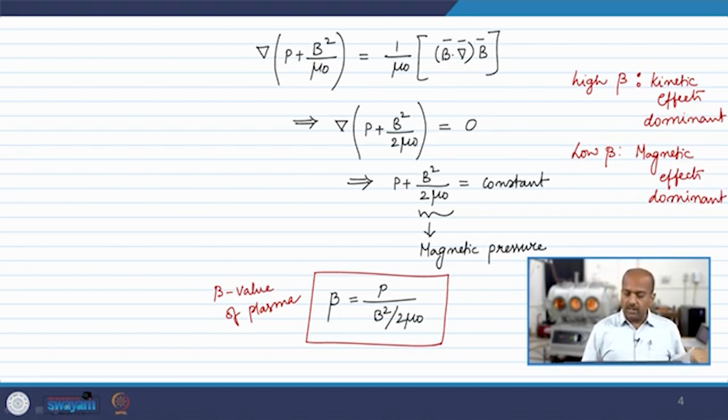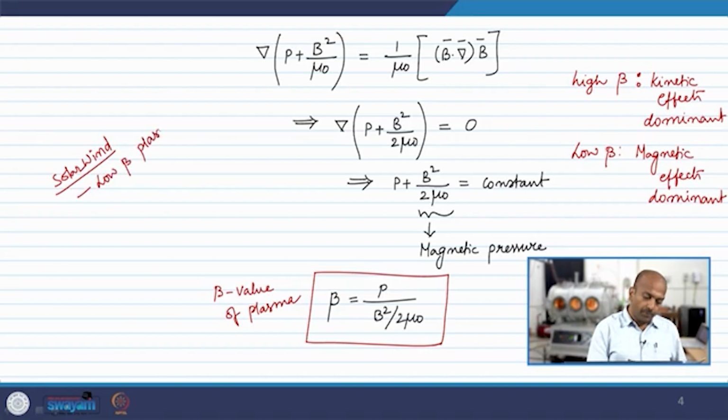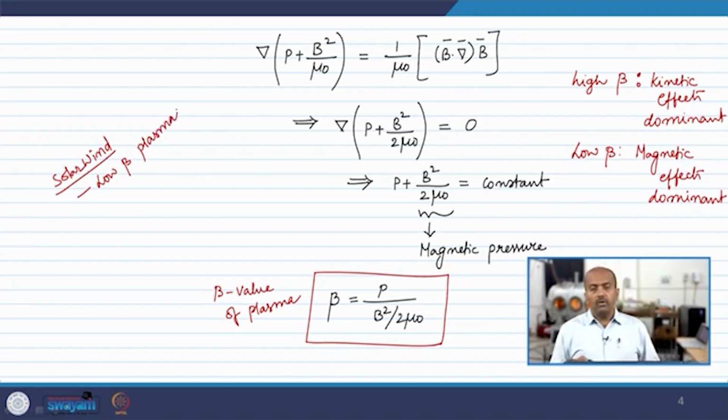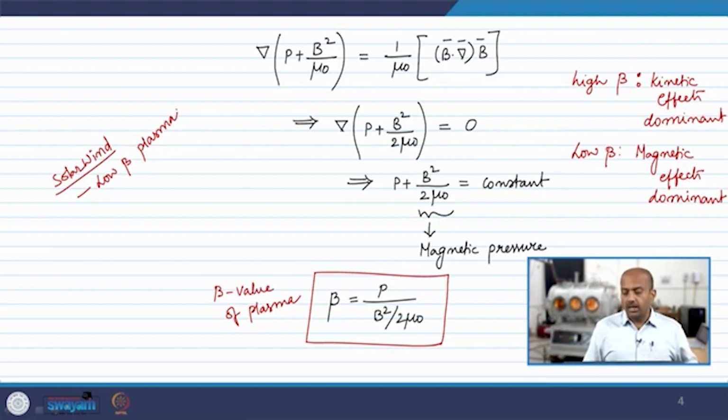So, for reference, we can say that the solar wind, which is a plasma system made up of electrons and ions, is generally considered as a low beta plasma. What does it mean? Whenever you are referring to plasma as a gas, the kinetic properties are not so important, because it will not exert much pressure because of its molecular or ion or electron composition. It is the magnetic effects which need much better understanding.